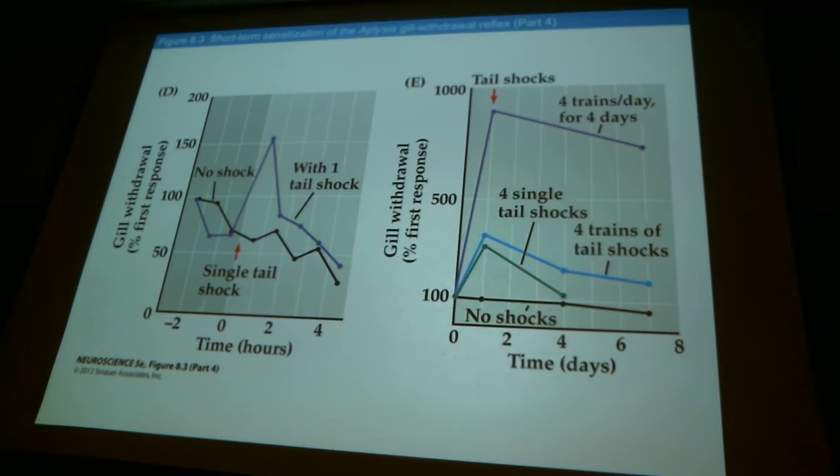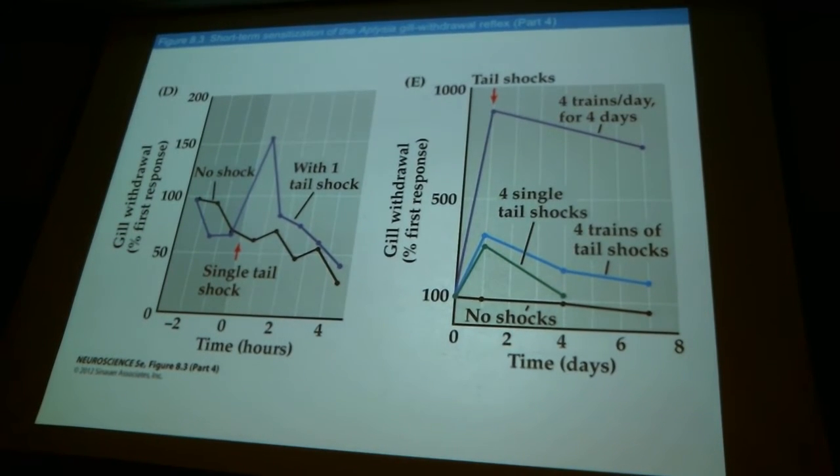Now if you pair the siphon and tail shock multiple times, you can get longer forms of memory. And this is where we start to get into genuine learning, genuine memory. So this is 4 single tail shocks, and this is in hours. This is in days. So even a day later, you get a response, and then it kind of goes away. If you do 4 trains of tail shocks, you can get a response that lasts a little longer. If you train the animal on 4 trains a day for 4 days, you can get much longer learning. So the more you train the animal, the more you can engender this memory.